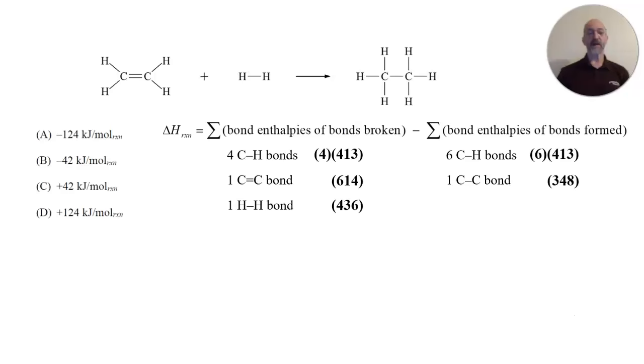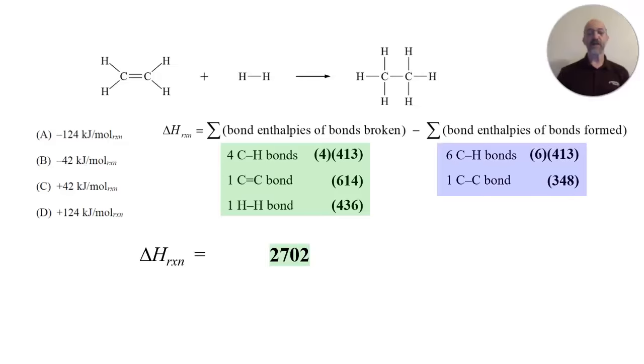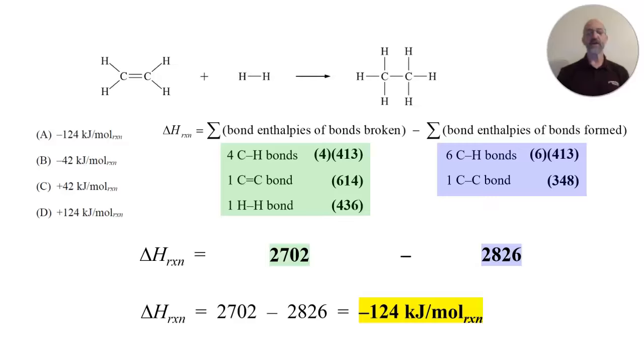That will be 4 times 413 plus 614 plus 436. And that works out to be a grand total of 2,702. And then I have 6 times 413 plus 348, and that works out to be 2,826. So the correct answer to question 3 would be 2,702 minus 2,826, and that works out to be negative 124 kilojoules per mole of reaction. So the correct answer to question 3 is choice A.